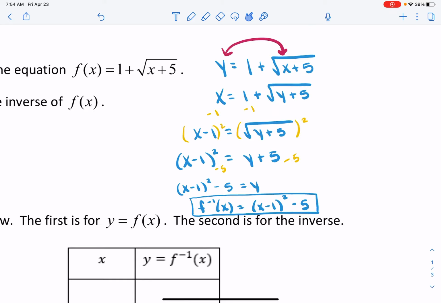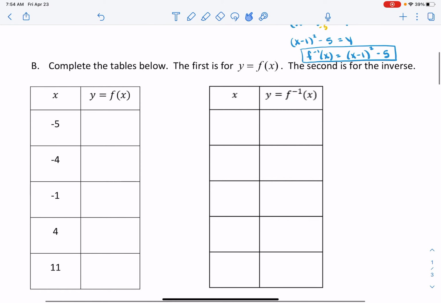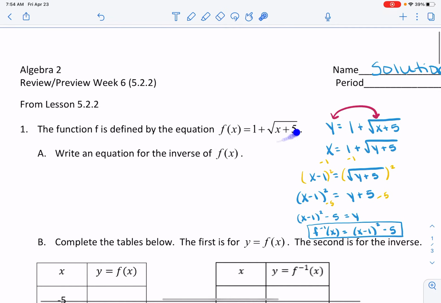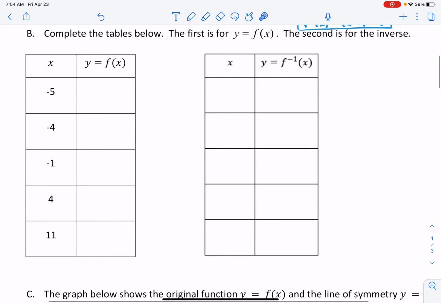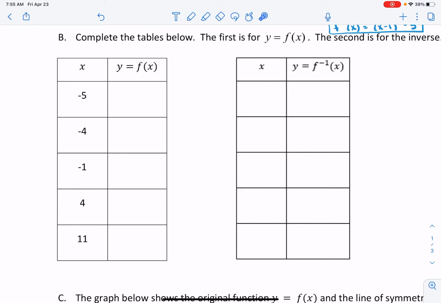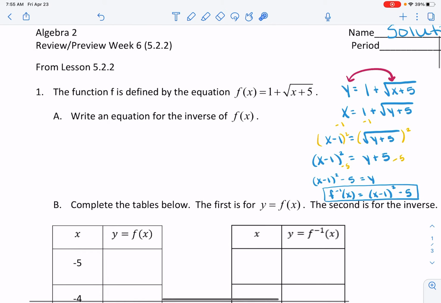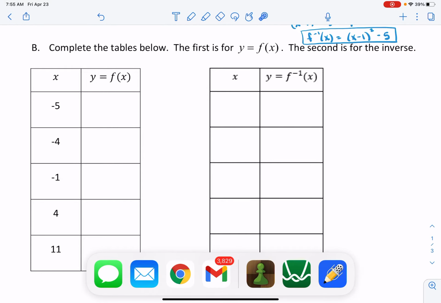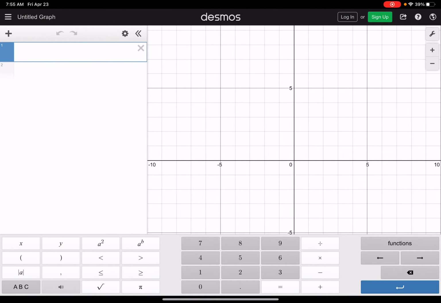Then the second question asks us to complete the table below. So it wants us to complete the table for the first f of x equation, the original right here, and then fill in the one for the inverse here. You could do this a couple ways. You could take each of these points and plug it in for x and see what you get. I was feeling slightly lazy, so I went to Desmos and typed it in. So y equals 1 plus the square root of x plus 5.